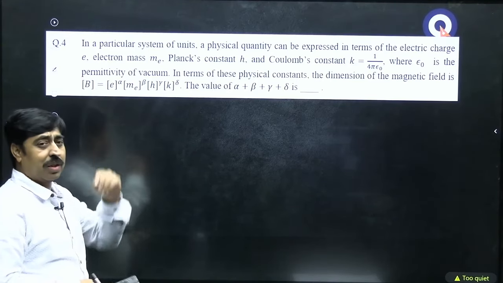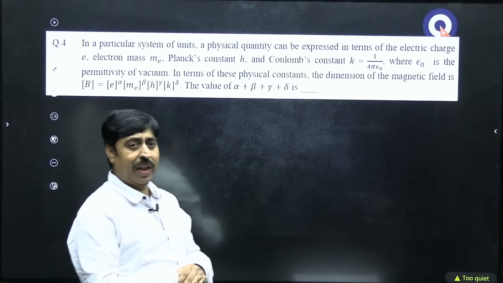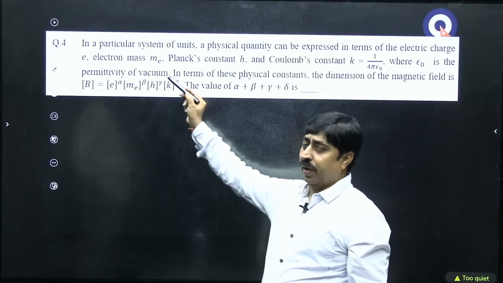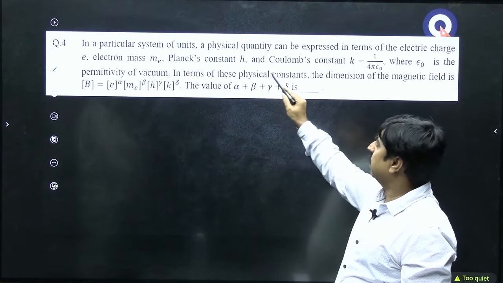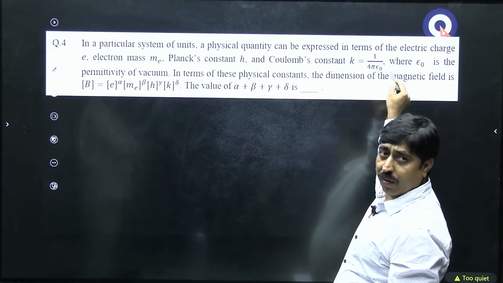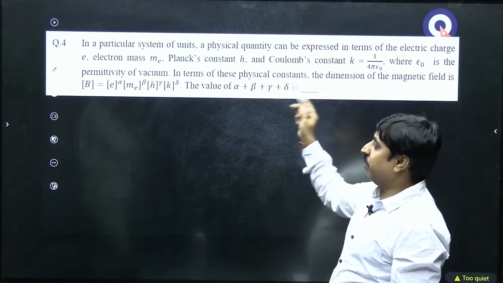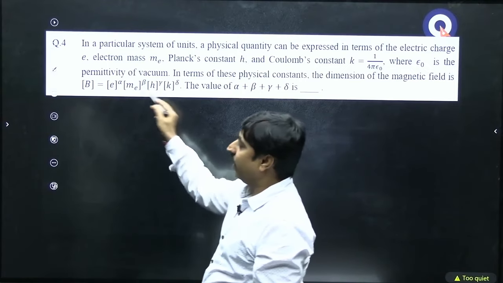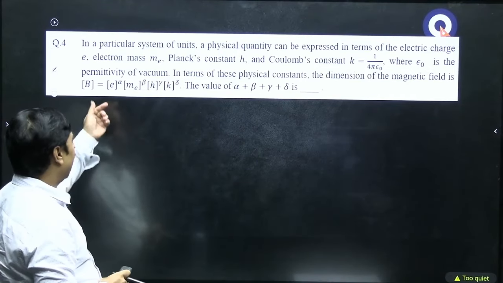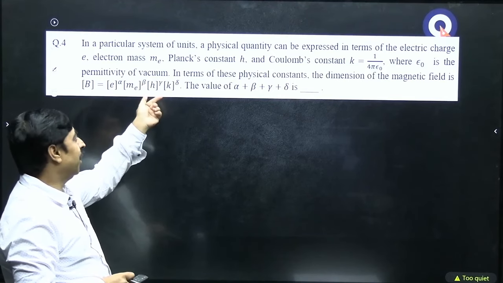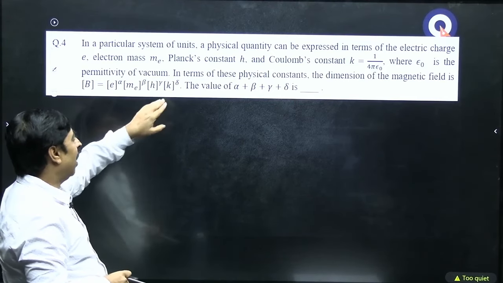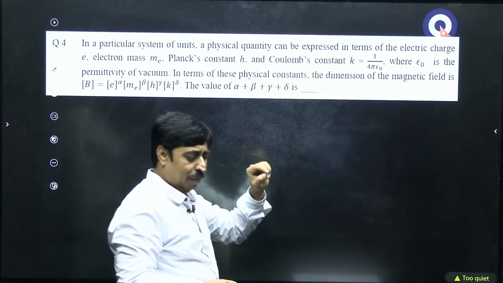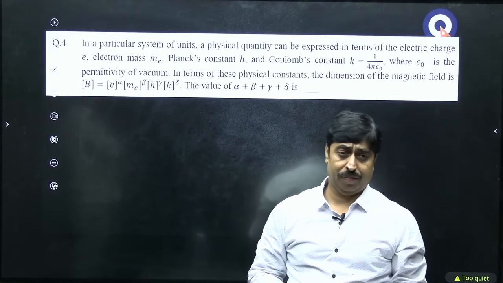The question is, in a particular system of units, a physical quantity can be expressed in terms of electric charge e, mass of electron m_e, Planck's constant h, and Coulomb's constant k, which is 1 by 4 pi epsilon naught. Epsilon naught is the permittivity of vacuum. In terms of these physical constants, the dimension of magnetic field is given like this. The dimension of e is alpha, of mass of electron is beta, of Planck's constant is gamma, and of Coulomb's constant is delta. Then what will be the value of alpha plus beta plus gamma plus delta?